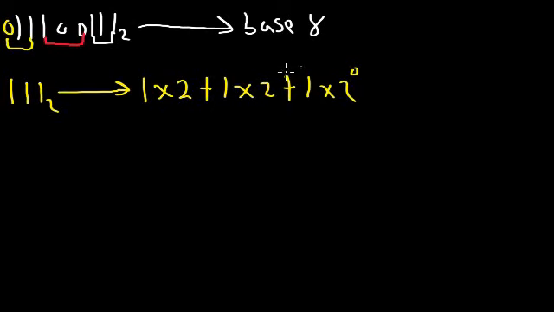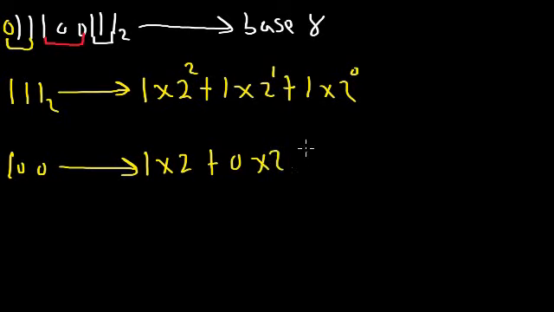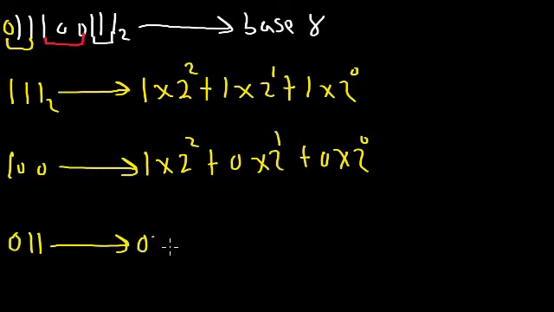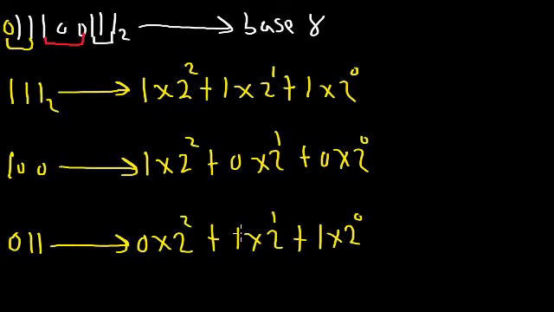That's 0, 1, 2. Then for 100, that corresponds to 1 times 2 plus 0 times 2 plus 0 times 2. 0, 1, 2. And for 011, that corresponds to 0 times 2 plus 1 times 2 plus 1 times 2. That's 0, 1, 2.